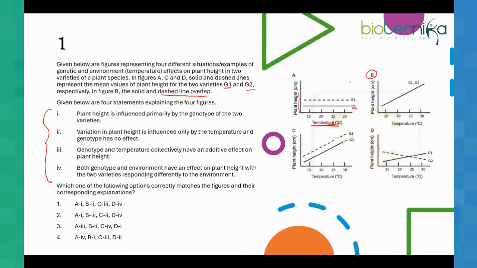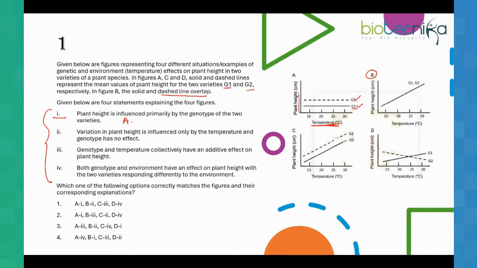So what will this graph show? It shows that in this particular plant, the plant height is caused only by genotype. Environment has no effect. Which statement is this? That is statement 1, which says that plant height is influenced primarily by the genotype of the two varieties. Because with temperature there is no change in the plant height, temperature or environment is not influencing this particular trait. So statement 1 is for graph A.